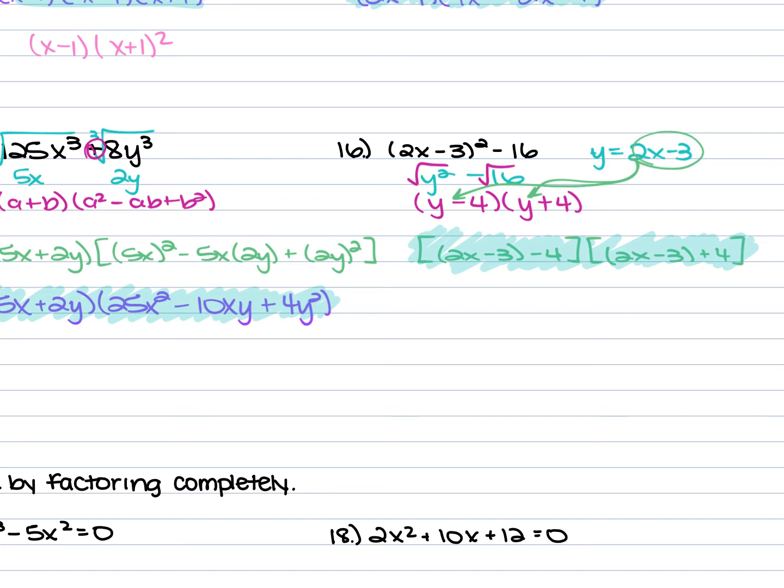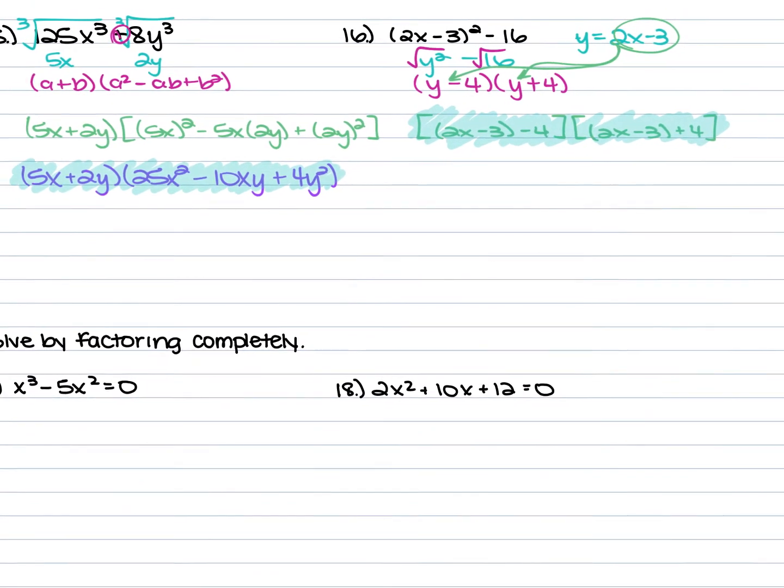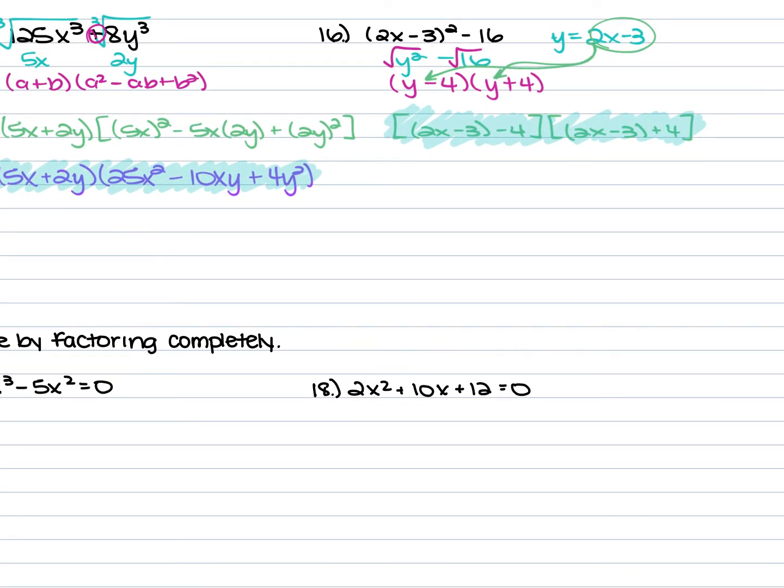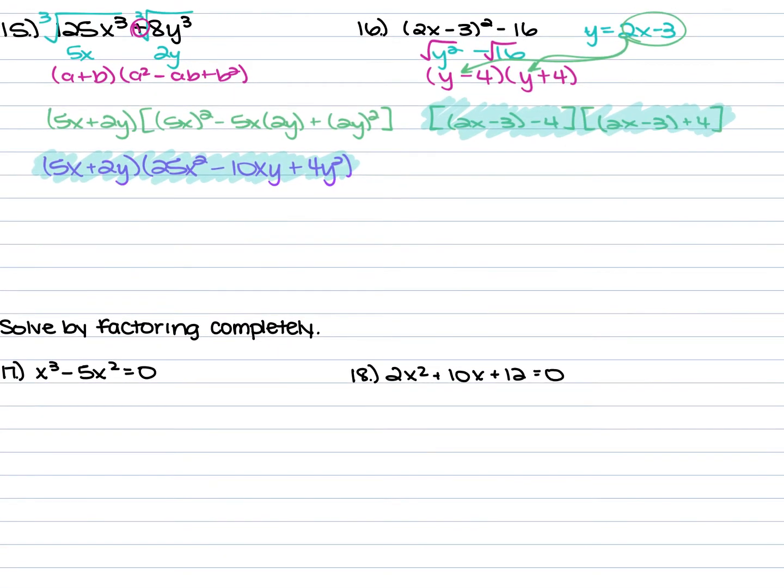For the next part of your review, you are solving by factoring. For 17, you're given x cubed minus 5x squared is equal to 0. You are going to factor out your greatest common factor from these two terms, which is an x squared. This leaves you with x squared times x minus 5 is equal to 0. From here, you're going to set each part equal to 0 and solve. So that means that x squared is equal to 0, as well as x minus 5 is equal to 0.